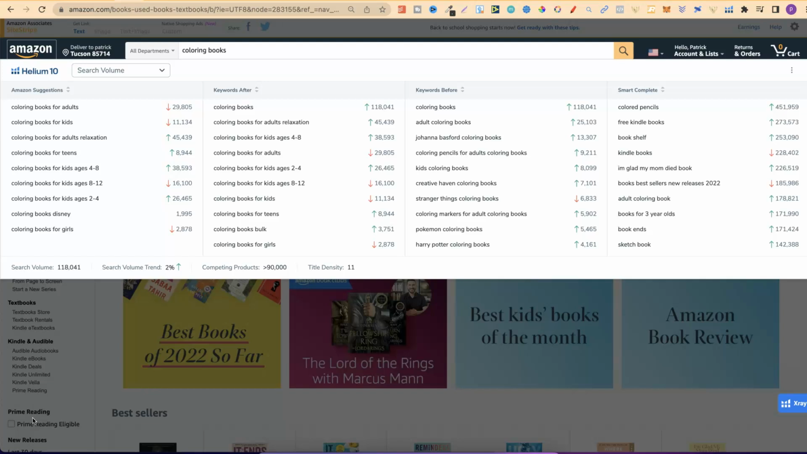Now, when it comes to colouring books, there's lots of great niches. You can create your colouring books around passions, hobbies, sports. There's lots of different great ideas, and that's why they're on this list.